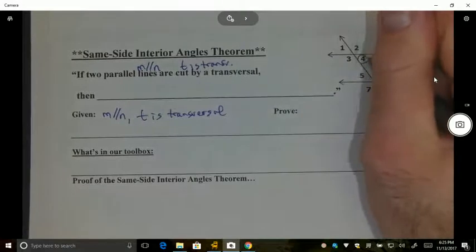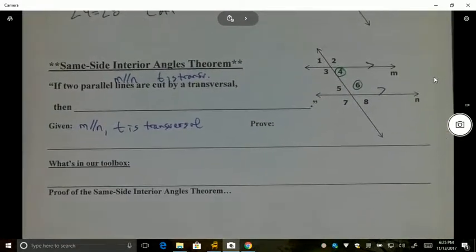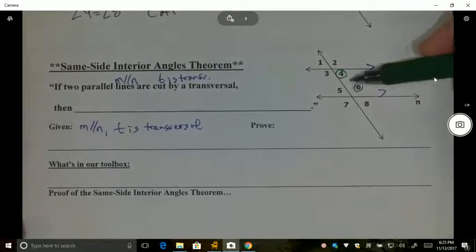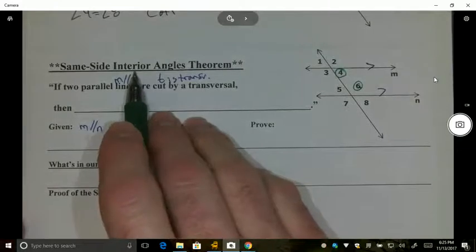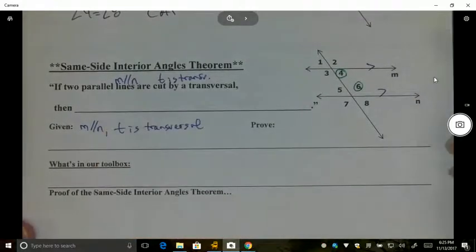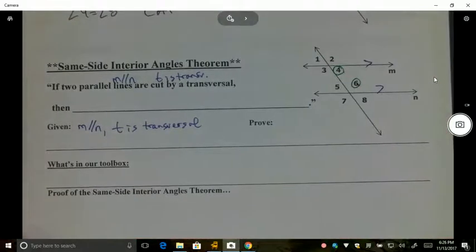I'm going to pick angles 4 and 6. Normally, when I'm just doing a problem that I'm solving, I'll say 4 and 6 are supplementary by the same side interior angle theorem. Then I'll set up my equation and solve. But because I'm proving that, I can't go directly to 6.